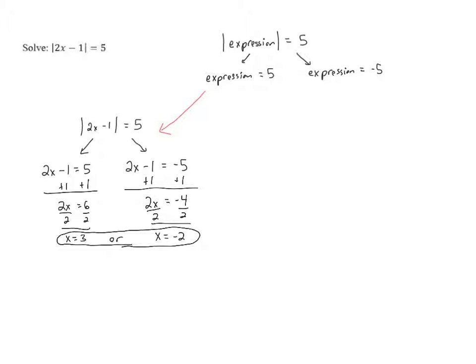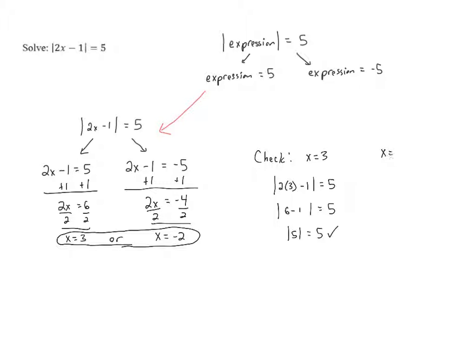If you want to check, you can check by plugging each of those into the original equation. I'm going to do that for this example just so we can see that this method works. Let's check x equals 3. We've got the absolute value of 2 times x, which we said is 3, minus 1, and we hope that this equals 5. Well, 2 times 3 is 6, so that's going to be the absolute value of 6 minus 1, and 6 minus 1 is 5. And we know that the absolute value of 5 is equal to 5, so that's correct.